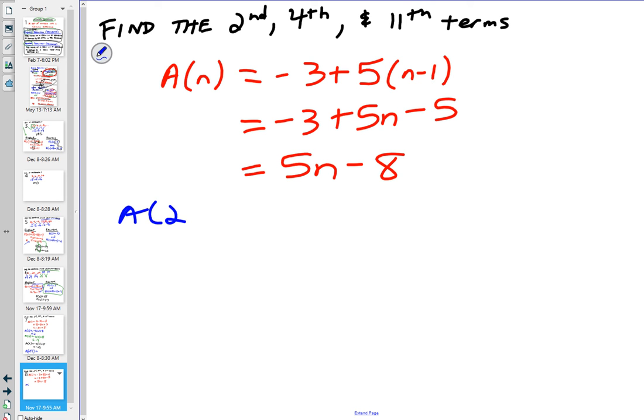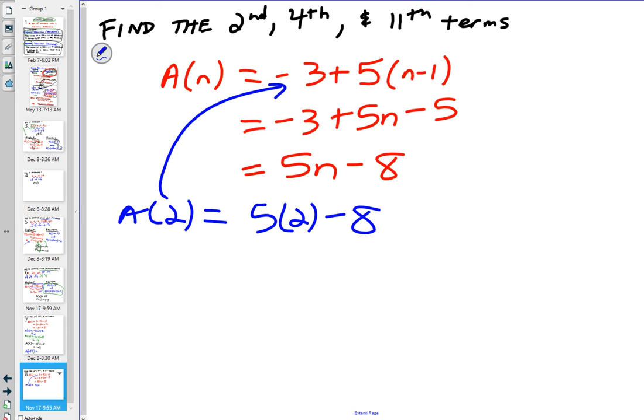So a at 2. Now, I want to be clear on this. I could substitute up here if I want. I could put the 2 in for the n in the third. It would still work. It's more just a preference. I like to simplify. Simplifying doesn't scare me. So 5 times 2 minus 8 is 2. The second number will be 2.